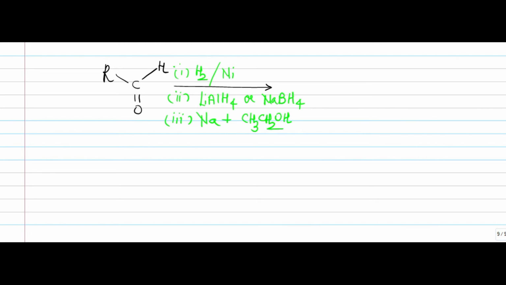Any one of these methods could be used, right? And it would generally give us R, C, H, OH and H. Here one hydrogen gets added here and one hydrogen gets added on oxygen. The pi bond breaks and there are two hydrogens added. So these are the two hydrogen atoms which are added and the pi bond is broken. This is a primary alcohol.